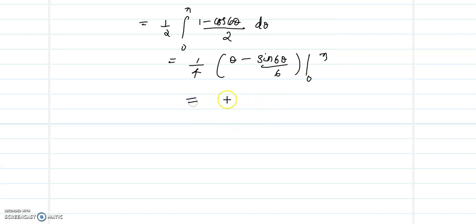So the value is going to be 1 by 4. Now at theta equal to pi and 0, only pi is non-zero, and all other values will be 0. So the area is going to be equal to pi by 4. That is the required area of the given region.